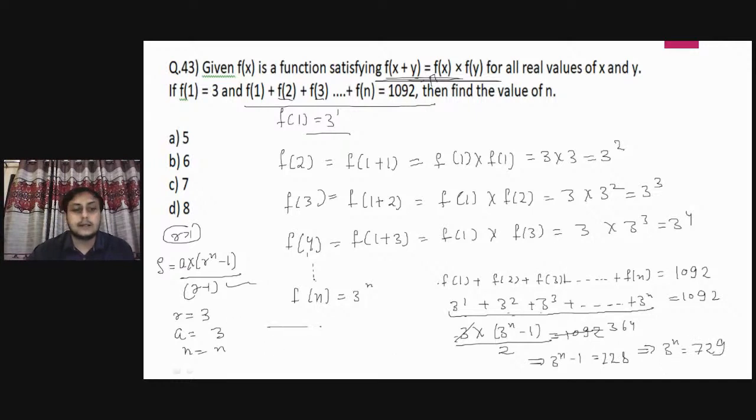Guys, I am writing here 3 power n equals 729, and we know 729 is 27 square. When 27 is 3 cube, so 729 is what? 3 power 6. 27 into 27, 3 cube into 3 cube, right? So n comes out to be 6. So easy. We have to find the value of n, so it should be 6 here. Got it?